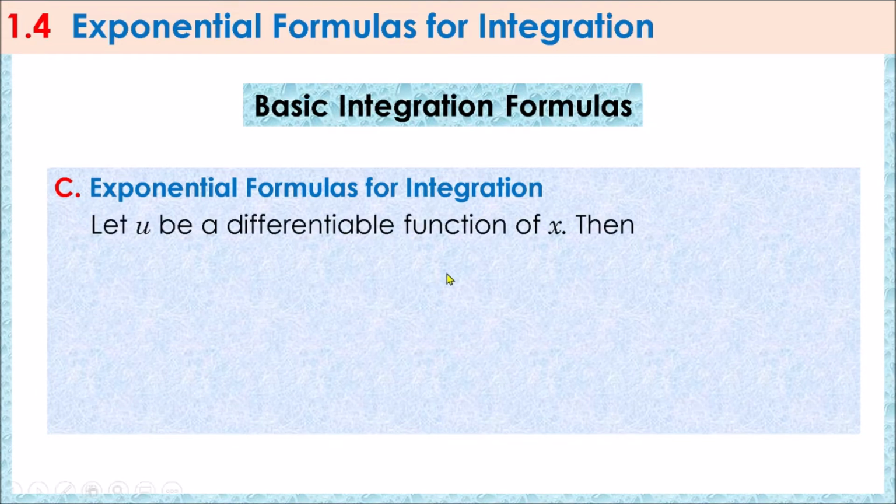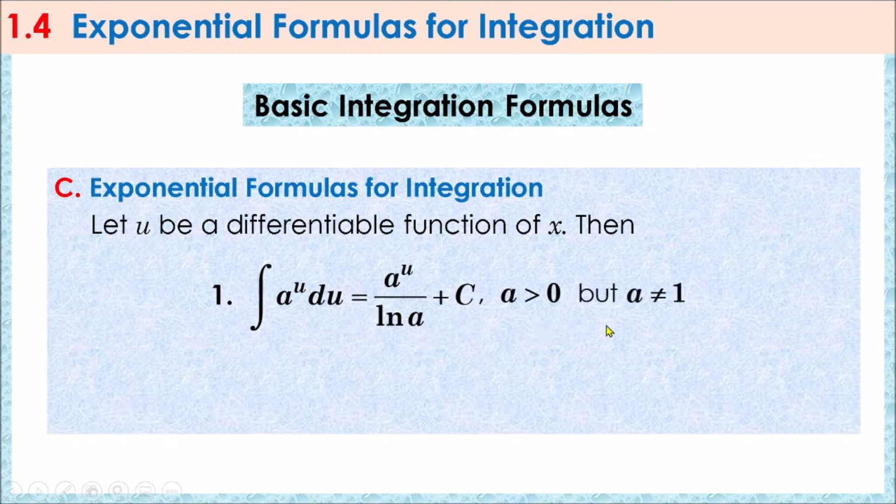Let u be a differentiable function of x. Then, the integral of a to the u du is equal to a to the u over ln a plus c, where a is greater than 0 but not equal to 1. If a happens to be e, which is approximately equal to 2.71828, then the integral of e to the u du equals e to the u plus c.